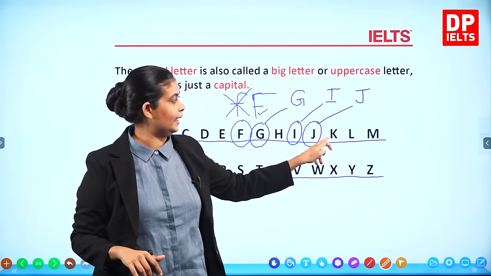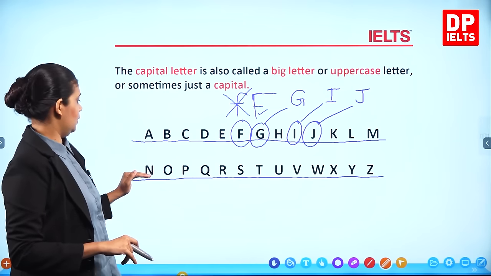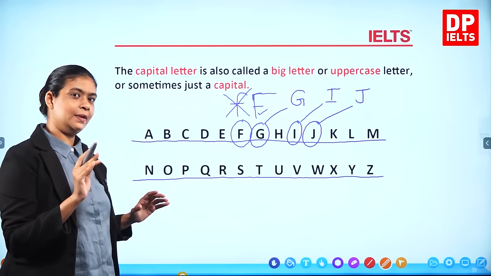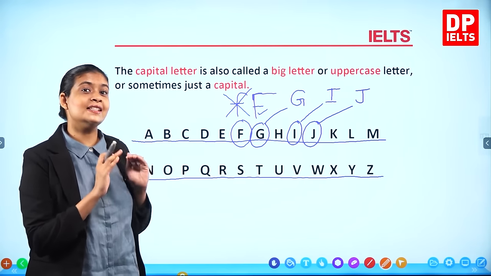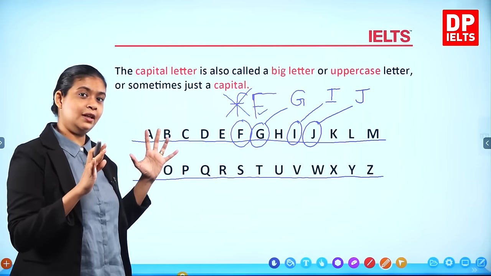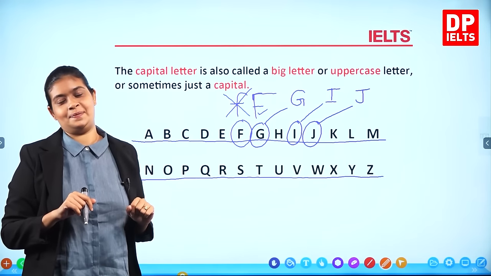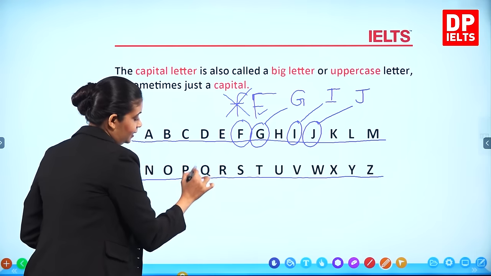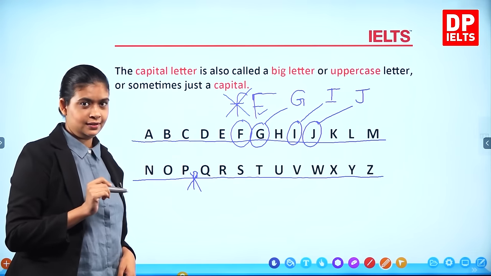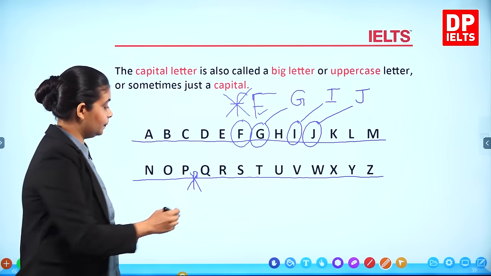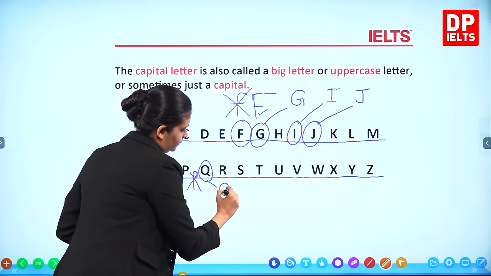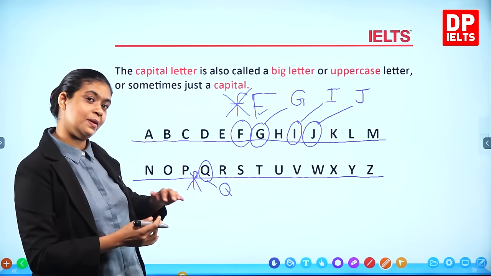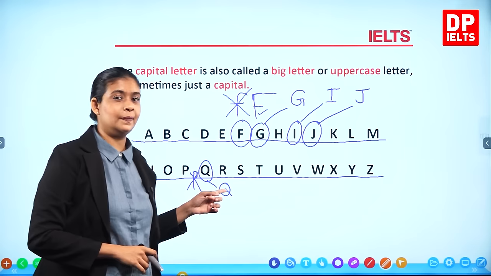K, L, M, N, O. Now, O has a little problem. If you're writing the simple O and the capital O both, it's like this. The only thing is the size. Remember, I said big letter. So if it is a capital O, it needs to be bigger than the other letters. All right. P, again, have a look at it. It's above the line. If you write it below the line like this, it is not a capital letter and therefore it is wrong. Q, now some people write the Q like this. That's perfectly fine, not wrong. R, S, again, S has the same issue. It needs to be bigger than the other letters if it is a capital letter.